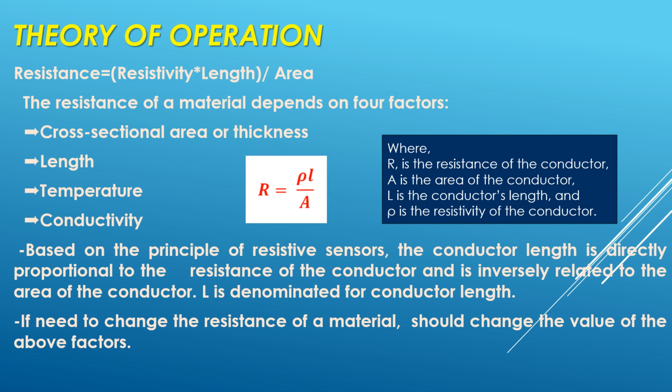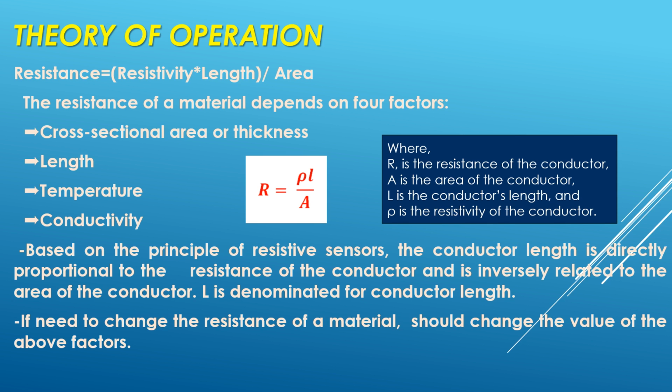The theory of operation of the resistive sensor is that the resistance depends on four factors: cross-sectional area, length, temperature, and conductivity. We can use this formula and solve for the resistance. R is the resistance of the conductor in ohms, A is the area of the conductor, L is the conductor length, and rho is the resistivity of the conductor.